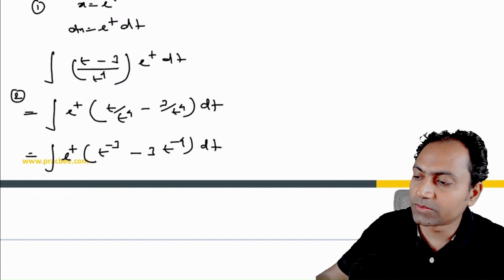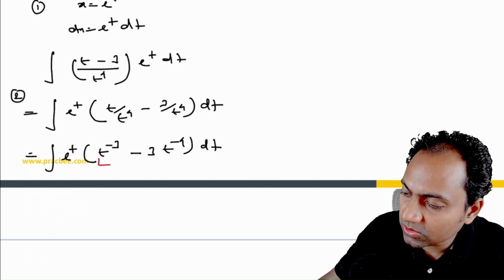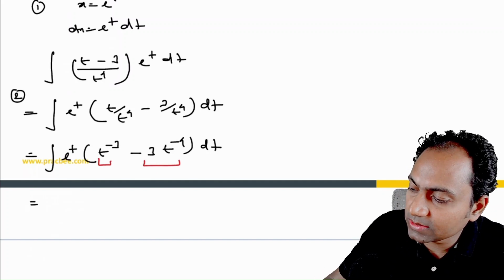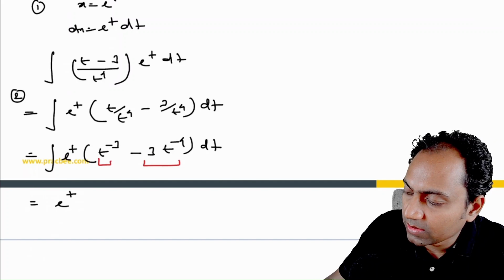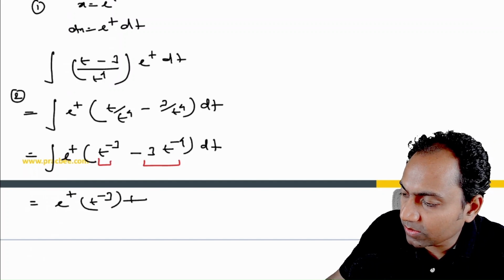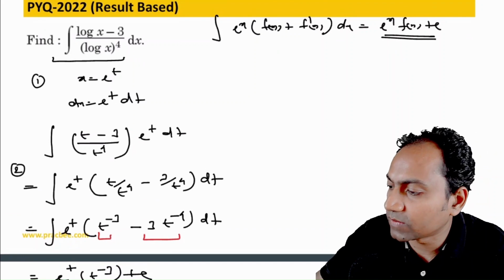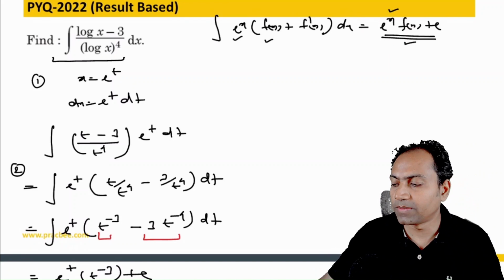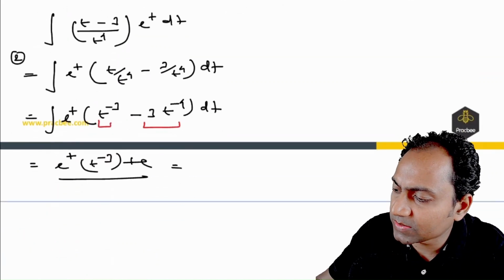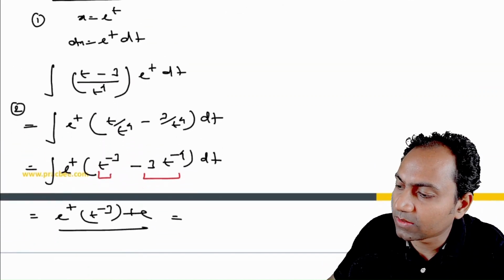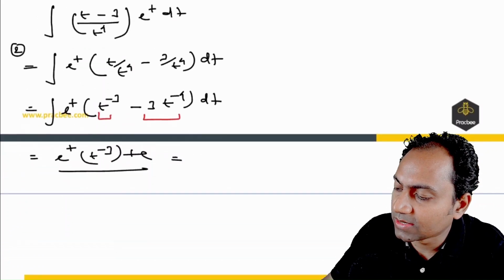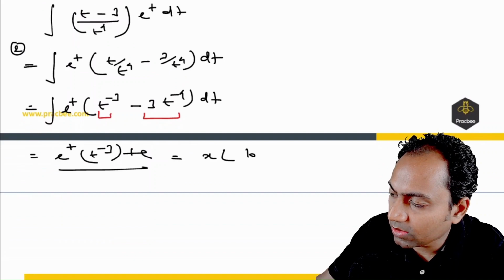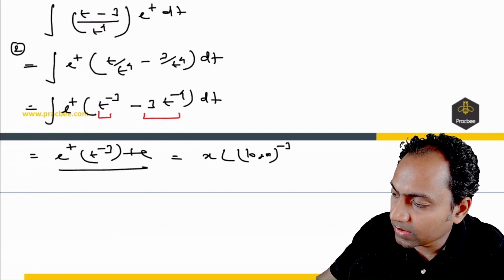Now, if you clearly observe this, what you will be able to see is the differentiation of this part is given here. So directly, we will be able to write the answer as nothing but e raised to the power t into the function, that is nothing but t raised to the power minus 3 plus c. There is direct application of this identity. Whatever function is given will come here, e raised to the power x will be written here. Very simple, very elementary. Now, in the last step, just substitute the value of t. t was nothing but log x. So here if I put, this becomes x into log x raised to the power minus 3 plus c.